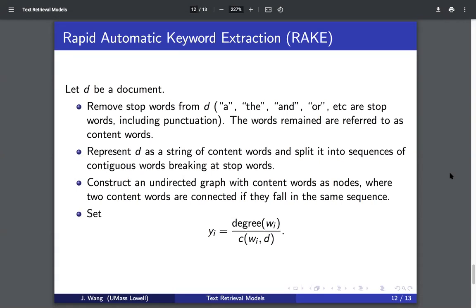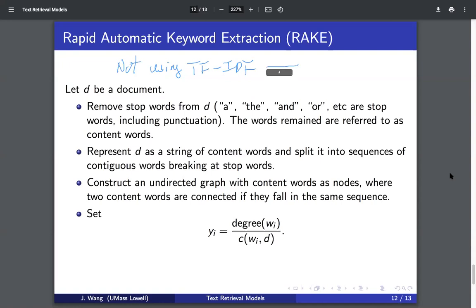Okay, so it's pretty straightforward. We are not using TF-IDF. That means that we don't need a corpus. This doesn't need a corpus. We just look at each document individually.